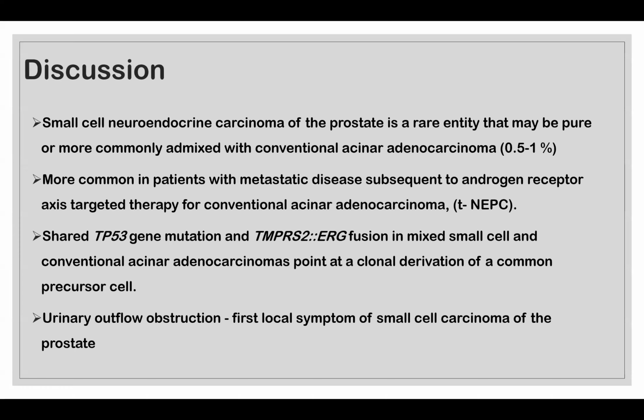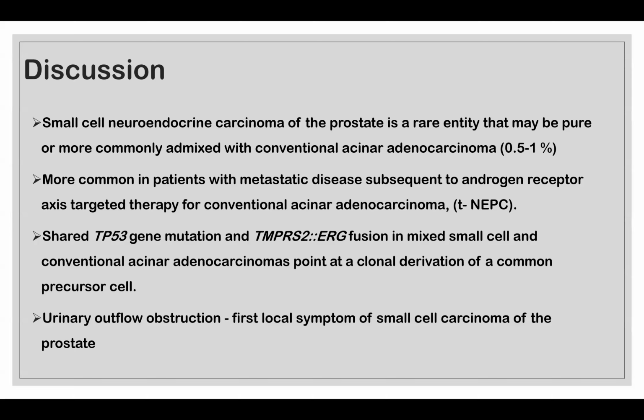Small cell neuroendocrine carcinoma is a rare entity that may be pure or, more commonly, admixed with conventional acinar adenocarcinoma, and its incidence is 0.5 to 1%. It is more common in patients with metastatic disease subsequent to androgen receptor axis-targeted therapy for conventional acinar adenocarcinoma, that is, treatment-related neuroendocrine prostatic carcinoma. In our case, the patient has received no pre-surgical therapy.